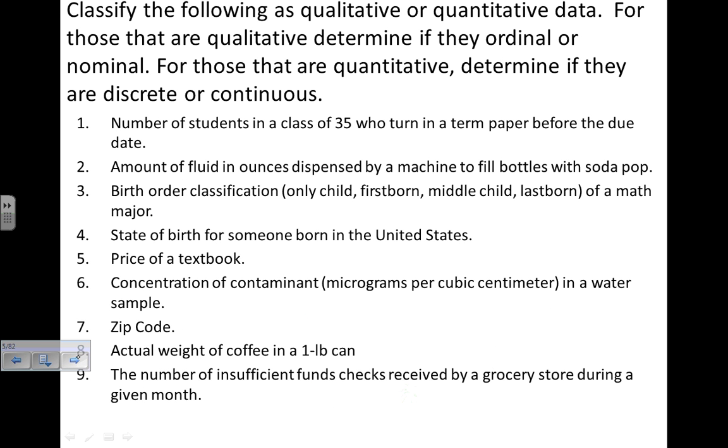So look over these. I want you to classify the following as qualitative or quantitative, and remember that qualitative just means categorical. For those that are qualitative, determine if they are ordinal or nominal, and for those that are quantitative, see if they are discrete or continuous. So go ahead and pause me now, look through these, and see if you can find what they would be.